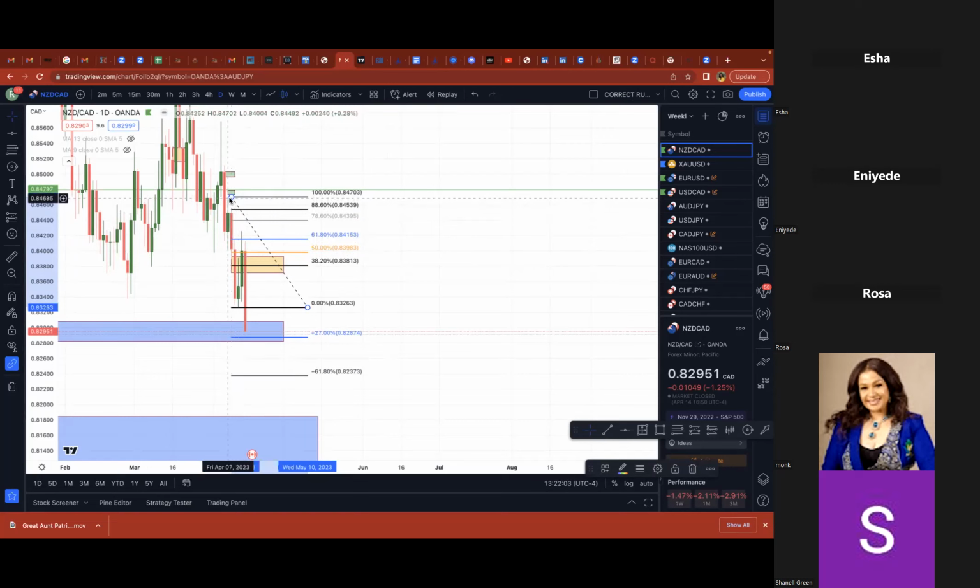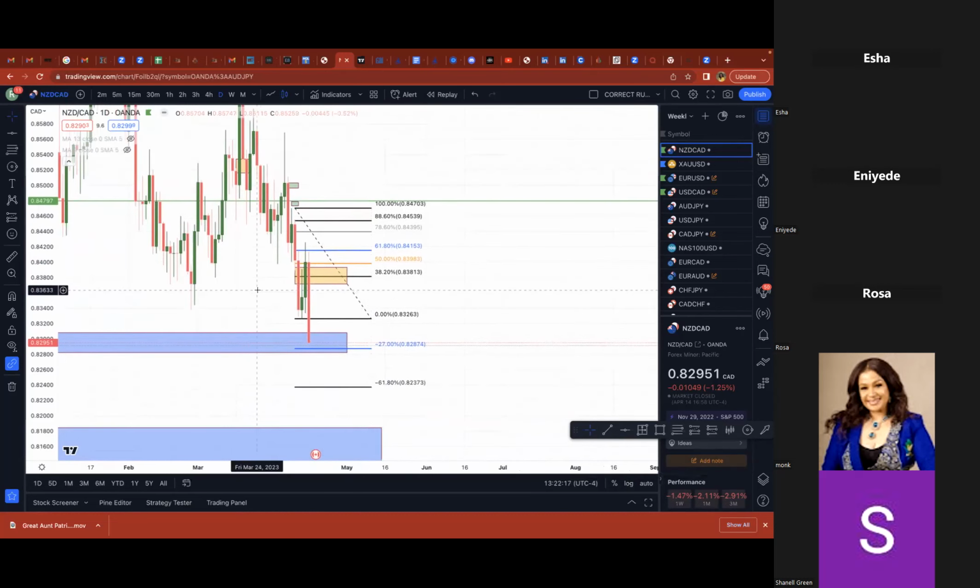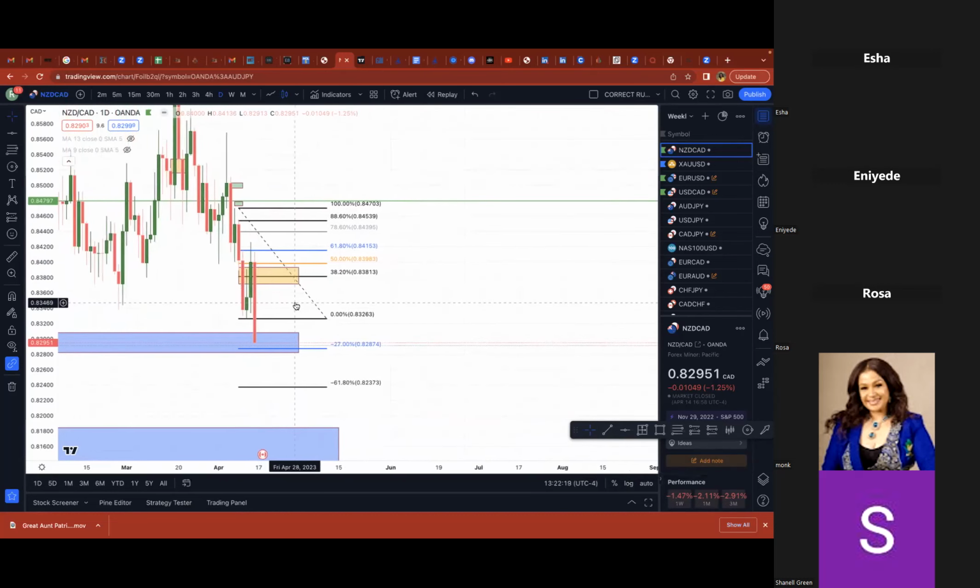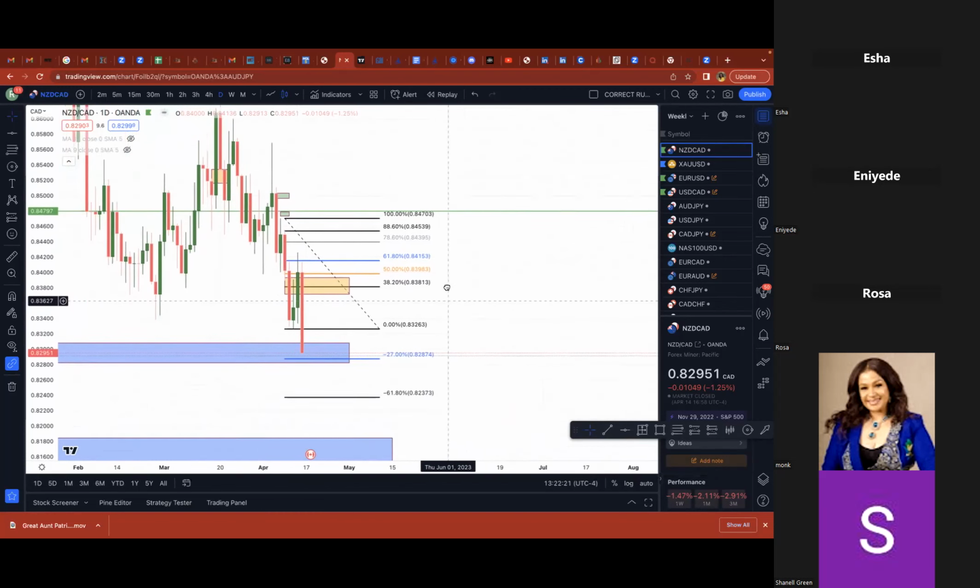I put this fib right here at the top, and then you pull it down all the way to the retracement wick. Who said that? Thank you for pointing that out, Rachel. No problem.